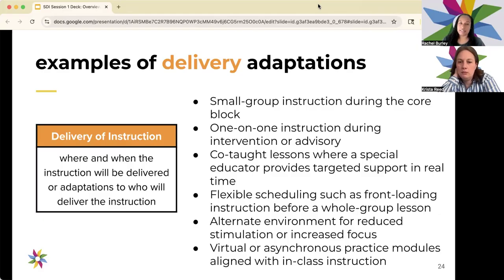And so, other changes could be using flexible scheduling to front load instruction before a whole group lesson, thinking through alternate environments that might reduce stimulation or increase focus for students, or even sometimes adding content or giving virtual or asynchronous practice modules aligned with in-class instruction. So thinking through how can we enhance our delivery, change our delivery in order to meet the students' needs.